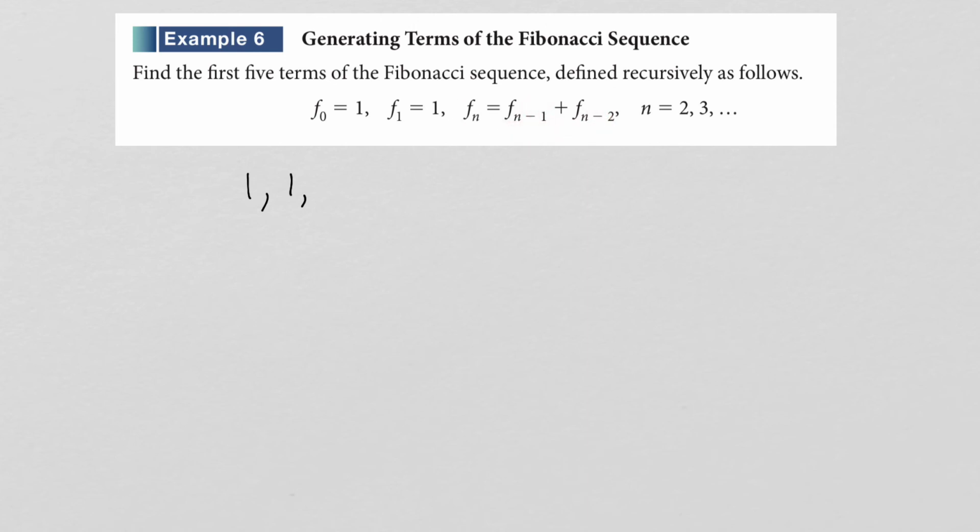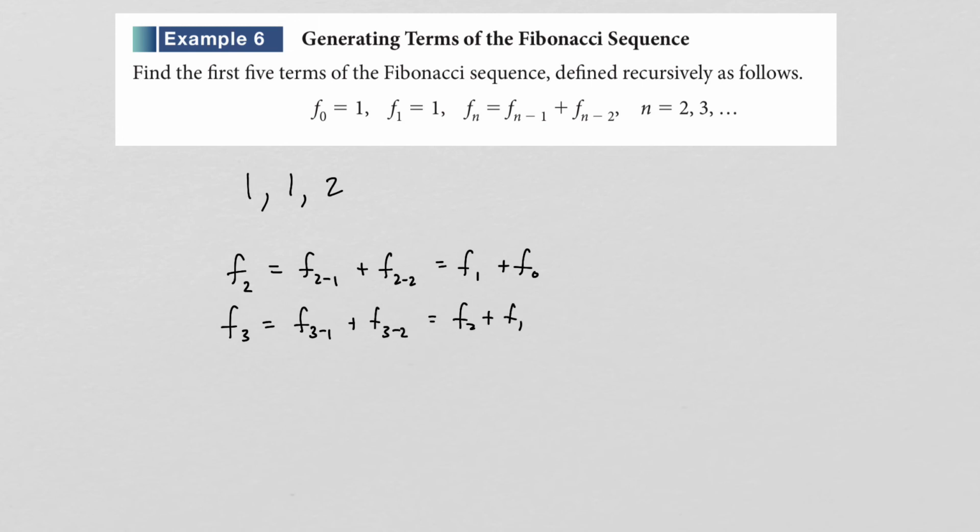So what that means is if I want the second term, well, it's really the third term, but we call it F2. If I want F2, I have to do F2 minus 1 plus F2 minus 2. So that is F1 plus F0, right? Well, F1 and F0 are 1 and 1, and 1 plus 1 is 2. If I want to get F3, I have to do F3 minus 1 plus F3 minus 2. This is F2 plus F1. So to get F3, I have to add F2 and F1, which are these two. So that would be 3, right? 1 plus 2 is 3.